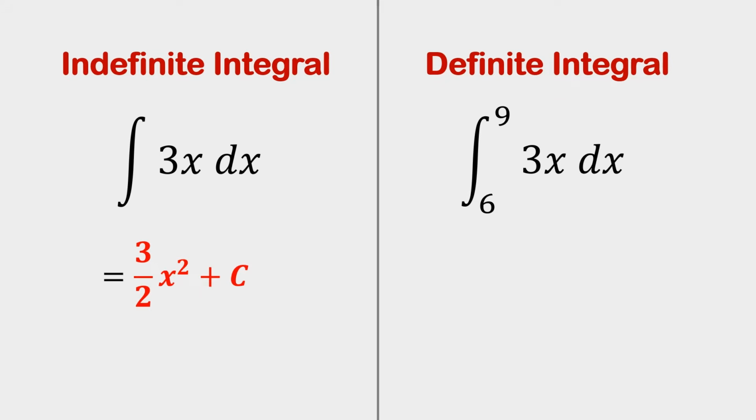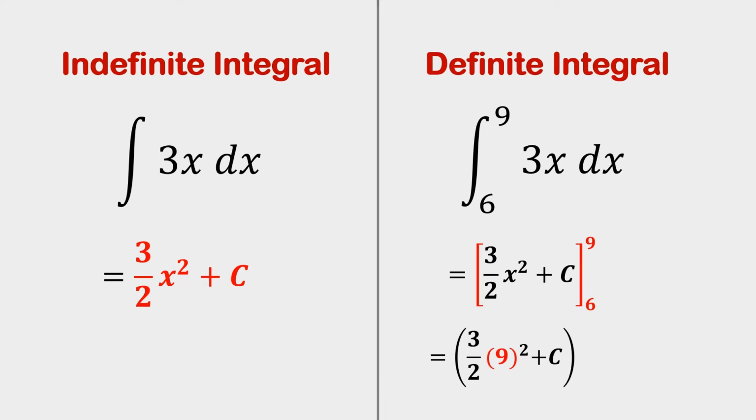To solve it, we first find the integral of 3x, just as we did earlier. Using definite integration, we express this by writing the antiderivative inside square brackets, with the lower and upper limits written as subscripts and superscripts. This indicates that the integral is to be evaluated from 6 to 9. Next, we plug in the upper limit into the result, which in this case is 9. Then, we repeat the same process for the lower limit, which is 6. Finally, we subtract the value obtained by substituting the lower limit from the value obtained by substituting the upper limit.